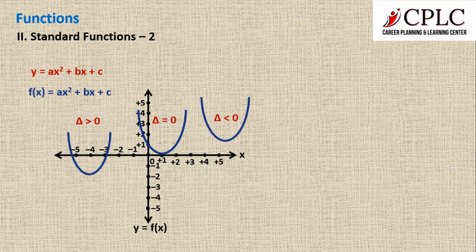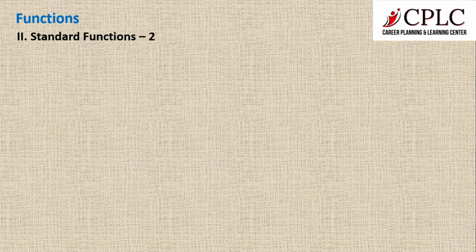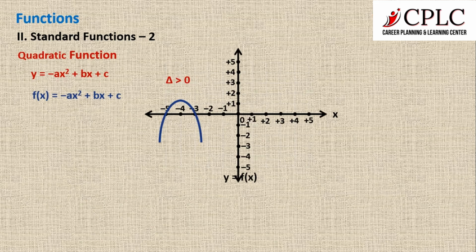Imaginary roots. Then you have another quadratic inverted graph when the value of a, that is coefficient of x square, is negative, and you get an inverted parabola. Same three conditions that we had seen just now. Delta is greater than 0, real and unequal roots; equal to 0, real and equal roots; and less than 0, imaginary roots. So quadratic function is also one type of a standard function only.